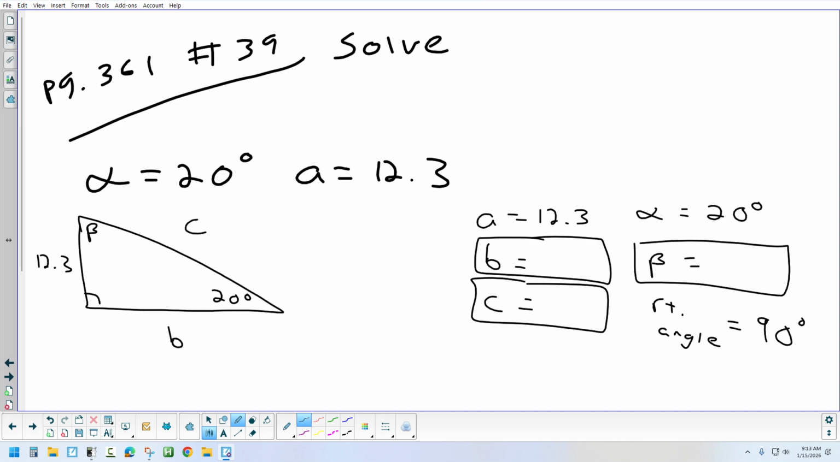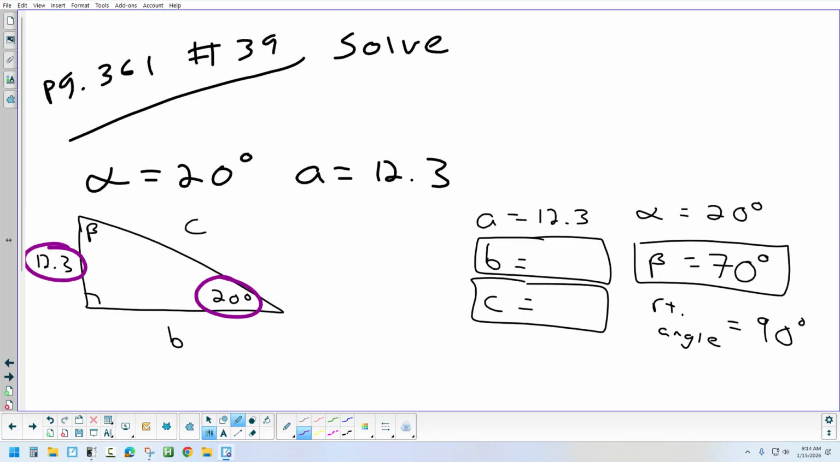What's beta going to be? 70. Yep. Are we going to use the 70 as our reference angle in the problem? No. We're going to use the 20, because we know it's right. So we're going to stick with the 20 and 12.3.